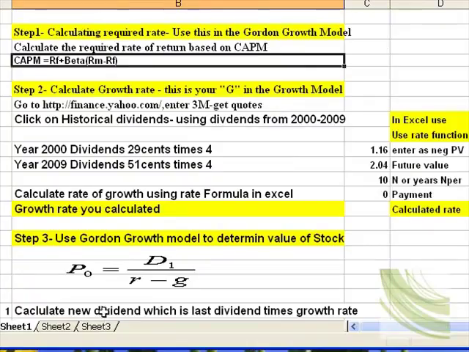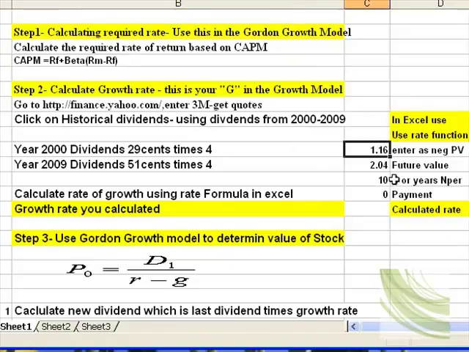Step 2, use the Excel function. These are the dividends that are given to you. Present value, use the rate function. This is your future value. 10 is your N, 0 is your payment. Click on the rate function under the sum function wizard in Excel. This will give you your growth rate.